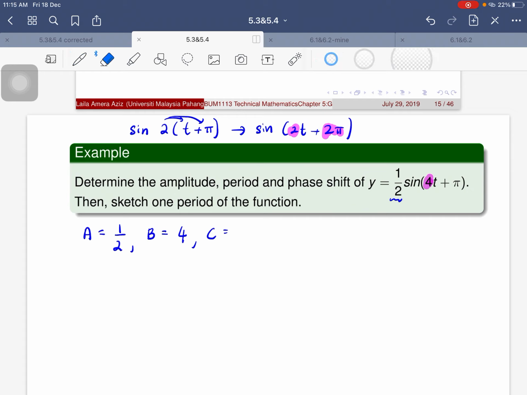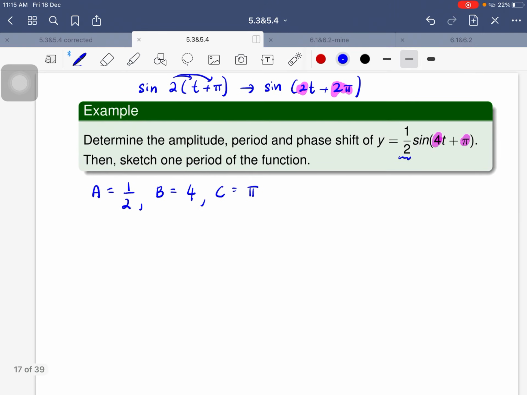So the value of c is going to be the value at the back right here, which is going to be a value of pi. So c comes after the symbol plus or minus. Okay, now that we have all these values, a, b, and c, we can start finding the characteristics of our graph.